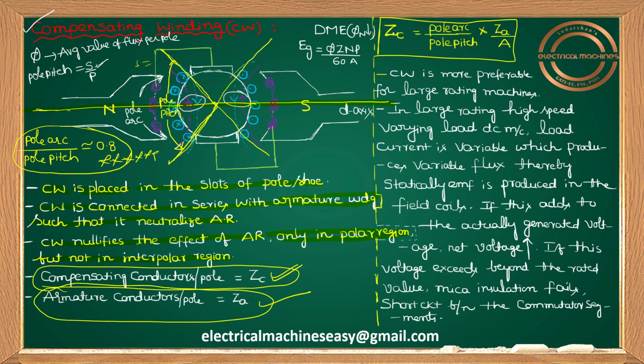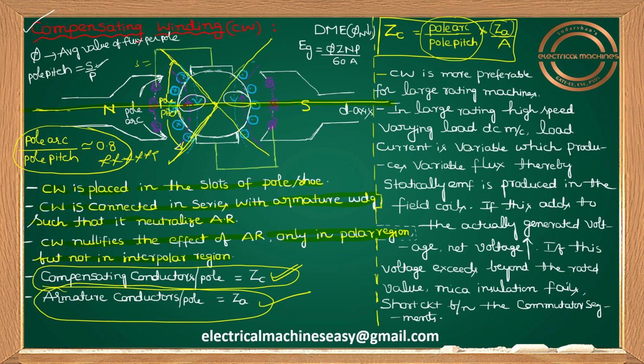So I can write here ZC, compensating conductors per pole, is equal to pole arc by pole pitch, which I already took as 0.8, of ZA. ZA means what? Armature conductors per pole. Please try to understand here.